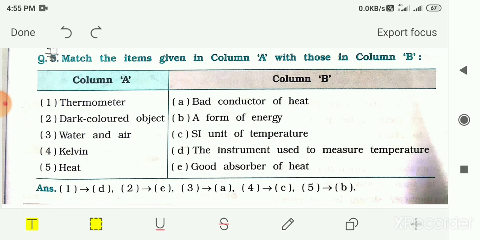Then we had seen about the woolen clothes. So woolen clothes keep us warm during the winter season. It is so because wool is a poor conductor of heat, and it has air trapped in between the fibers of the wool. So these are the things we had seen in the chapter.